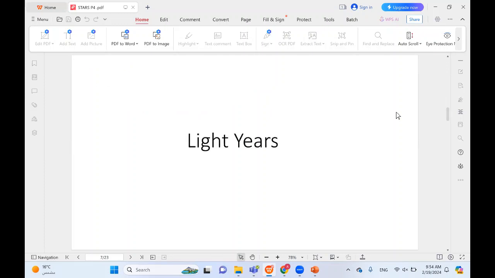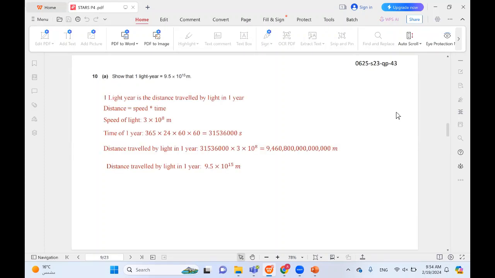Next, we move on to light years. Show that 1 light year equals 9.5 times 10 to the power of 15 meters. So how do we solve that? We begin by defining what a light year is. So what is a light year? A light year is the distance traveled by light in 1 year.